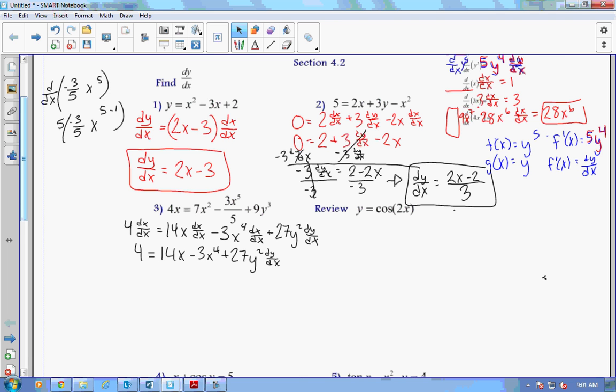I don't think you need a square root. But we're not solving for y, we're solving for dy dx. Yeah, so clarification. The y squared is going to be on the other side. Dy dx is what you're solving for. Good.